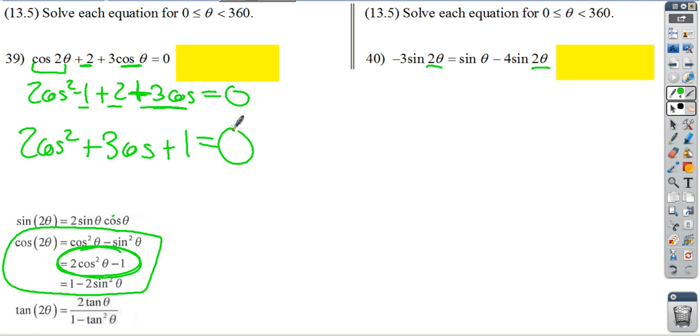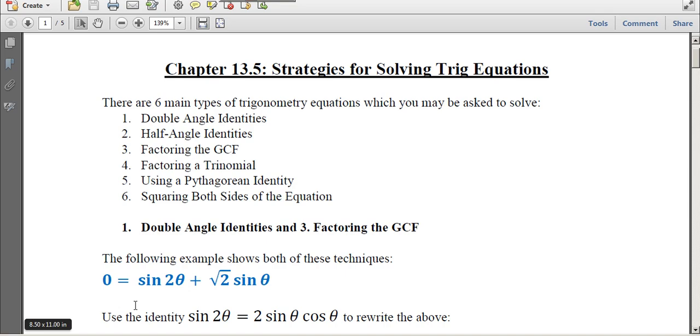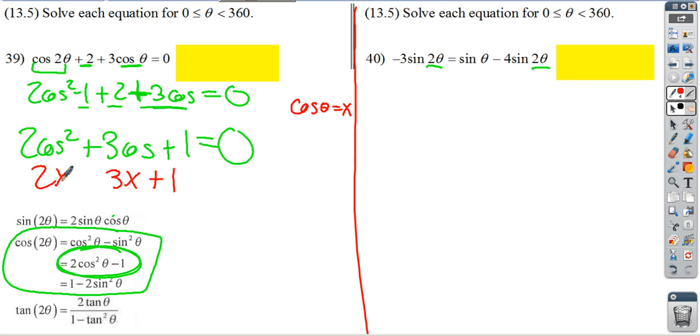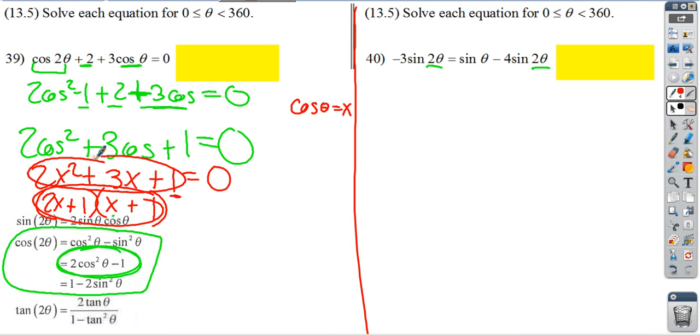Okay, so now what do we do? We look at our strategies sheet again, and it's not going to be a GCF, this is going to be strategy 4, factoring a trinomial. And if this doesn't look like a trinomial to you, here's what you can imagine. Take cosine and replace it with a letter, like x. If cosine means x, then 3 cosine would be 3x, and 2 cos squared would be 2x squared. So this now looks like a trinomial, and we can factor it. Numbers that multiply to 1 would both have to be positive 1. The only things that multiply to 2 would be 2 times 1. And so that's how it factors, and it foils out to that right there.